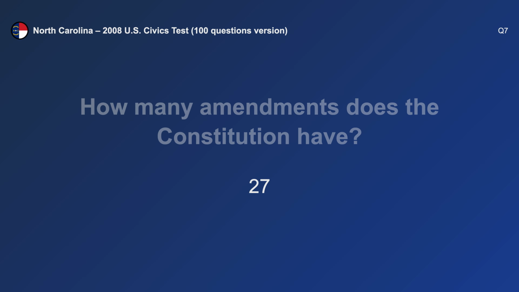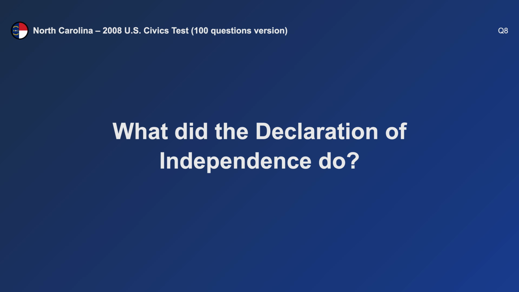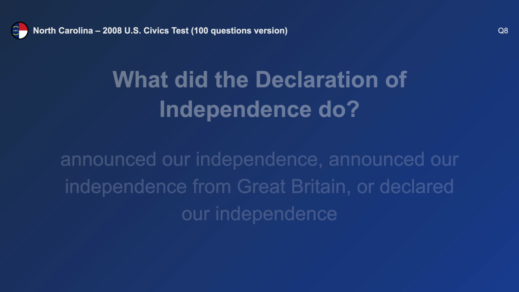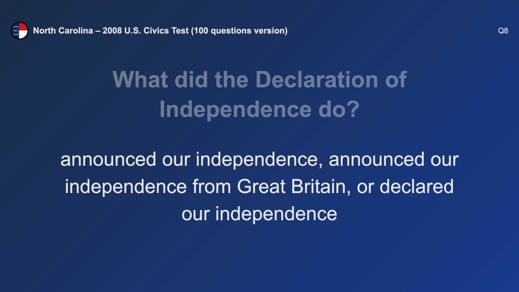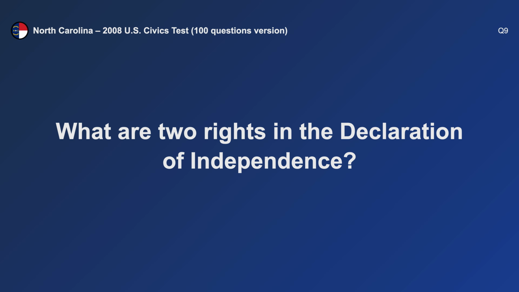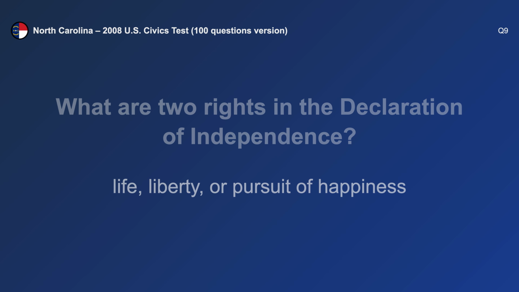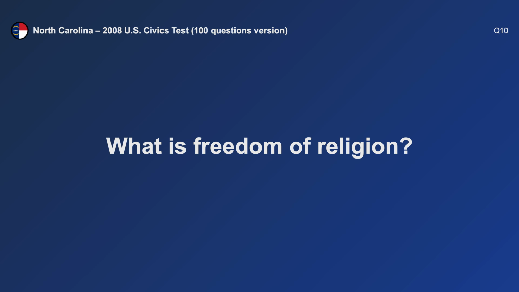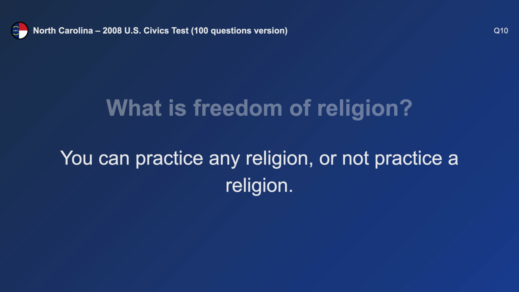How many amendments does the Constitution have? 27. What did the Declaration of Independence do? Declared our independence from Great Britain. What are 2 rights in the Declaration of Independence? Life and liberty. What is freedom of religion? You can practice any religion or not practice a religion.